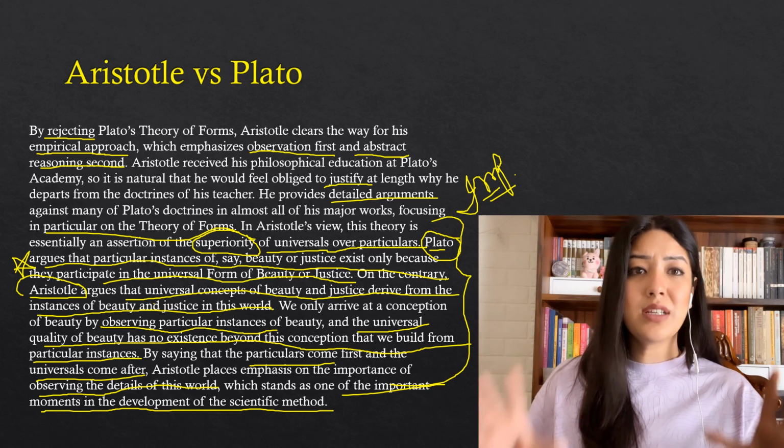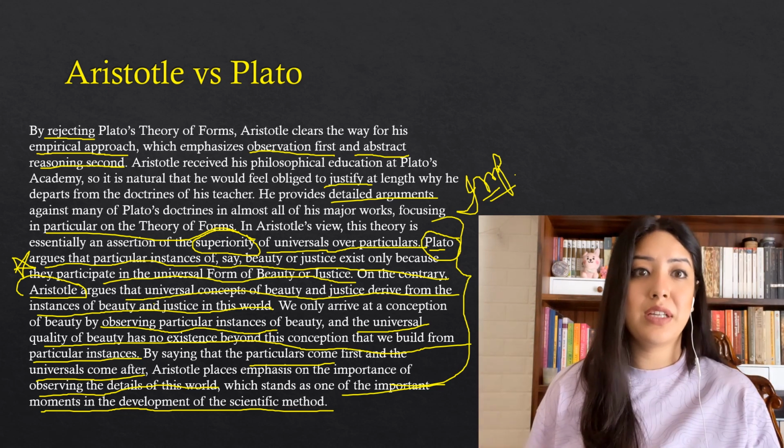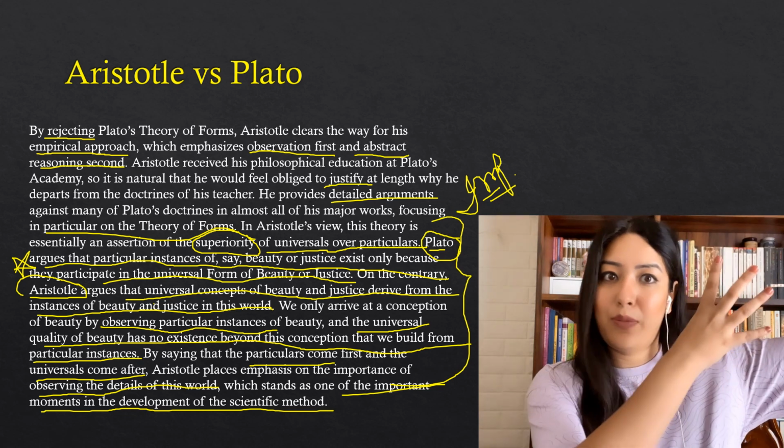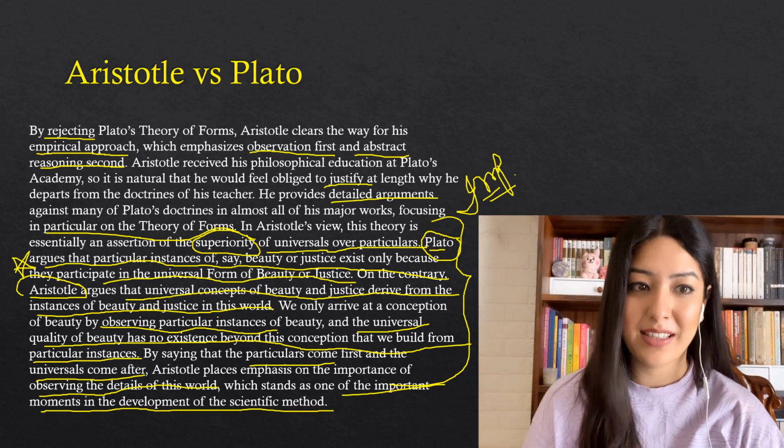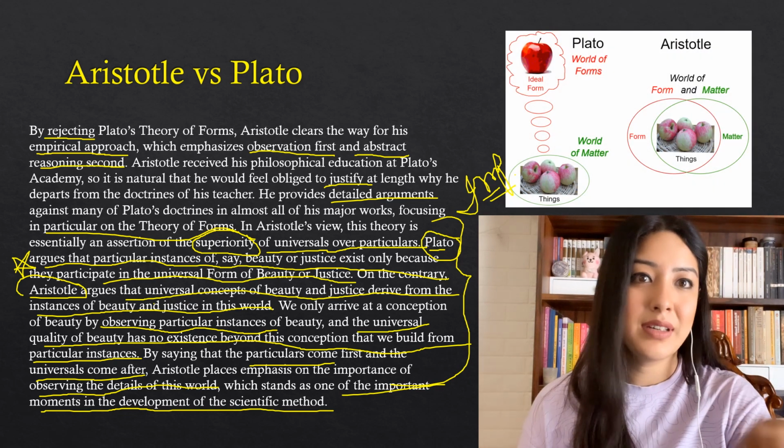While Plato says you just sit and you reason, you sit and think about beauty, you sit and try to decipher the world that we cannot see. But Aristotle says that the world we see around us is real. So let's just refer to the picture.